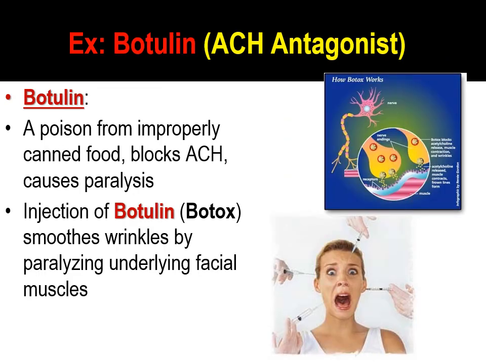Another example is botulin. Botulin, you might know that as Botox. Botulin is used for a lot of medical reasons, more than just into the facial muscles. But the reason why people look so surprised constantly in their face, it smooths out the wrinkles, but it also won't let you have any emotions. It paralyzes the underlying facial muscles. Now, we also see botulin from improperly canned food, and if you eat that, it'll block ACH and also cause paralysis.